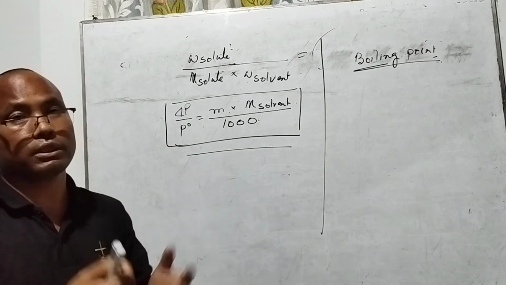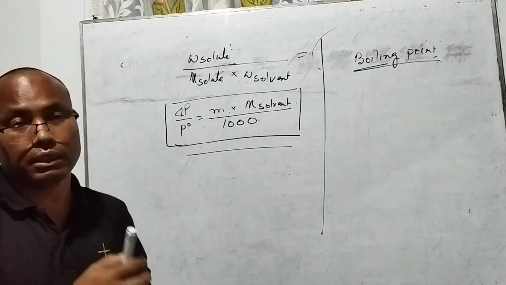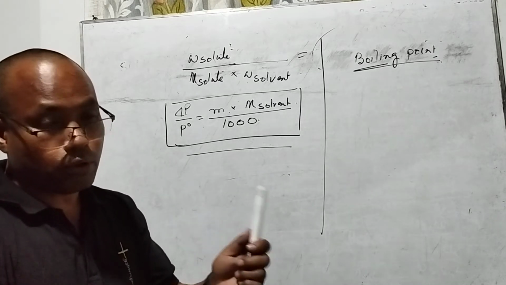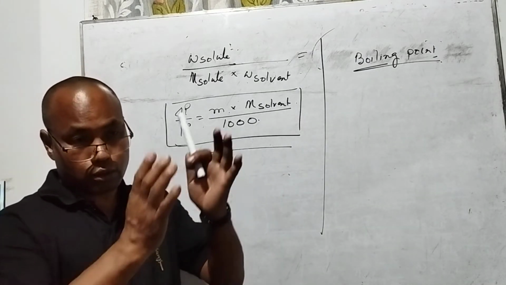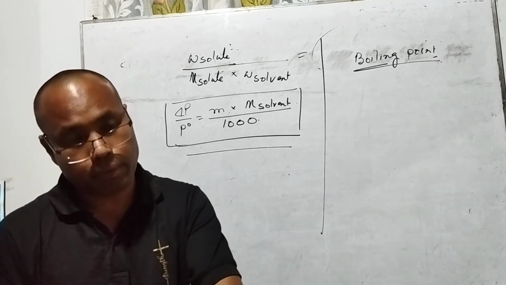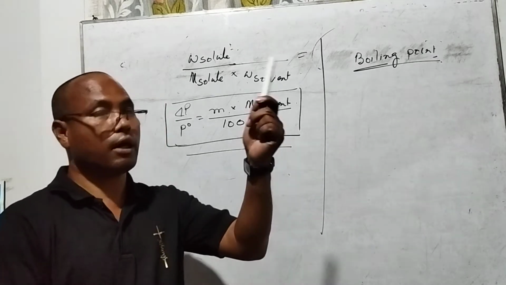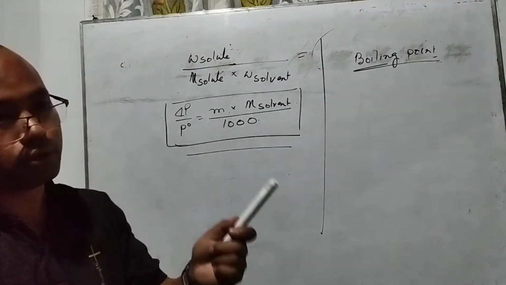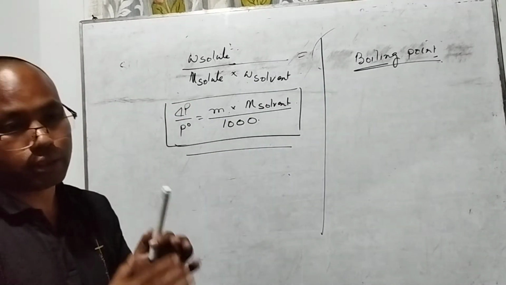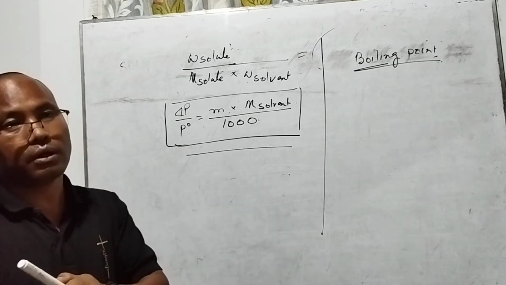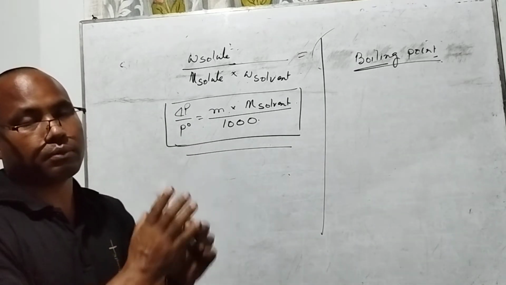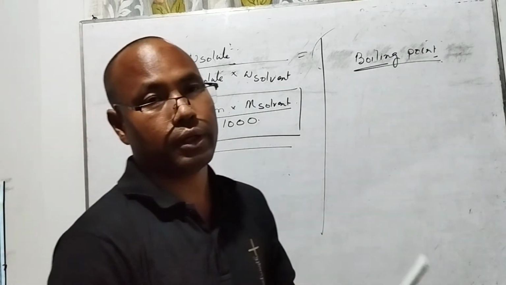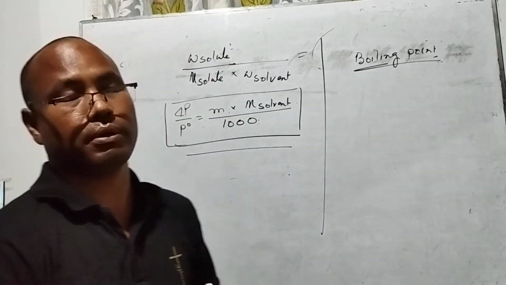But that is our logic. The real chemistry is that we require a temperature in order to bring the vapor pressure of the liquid into equilibrium with the atmospheric pressure. The temperature we require to bring the vapor pressure into equilibrium with the atmospheric pressure is what we call the boiling point of a liquid. Remember this.